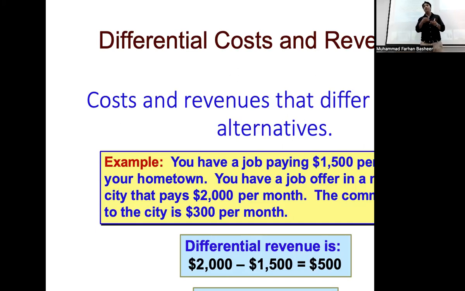I have to manage my family transportation as well. For example, if I add up everything, my commuting cost turned out to be 90,000. So it means I'm shifting only for 10,000. Does it make sense or not? That is a differential cost.